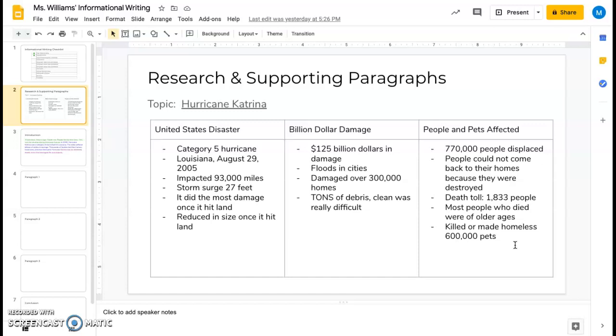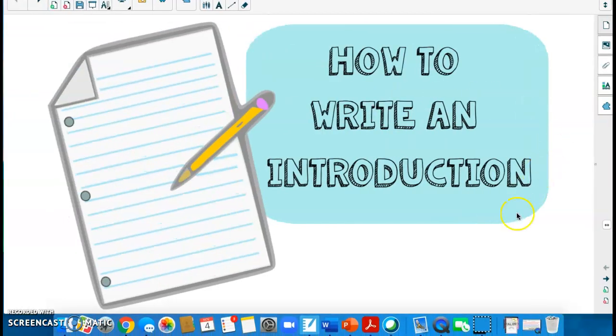So before we start writing our introduction, we have to know what topics we are going to be talking about in our paper. So once you know that, now we're ready to get started on writing our introduction. So how to write an introduction.